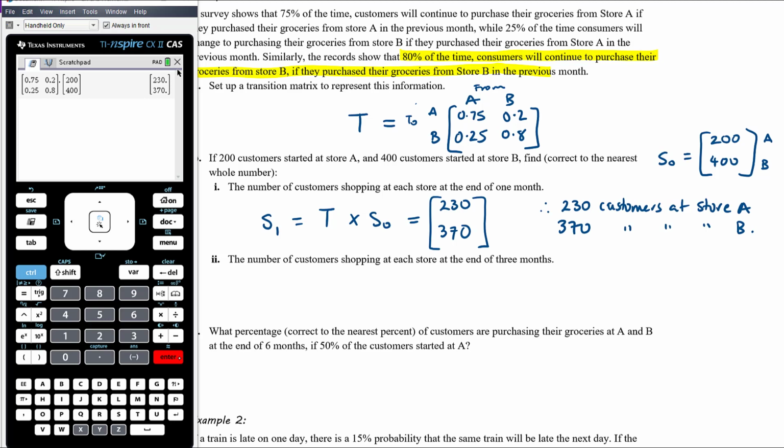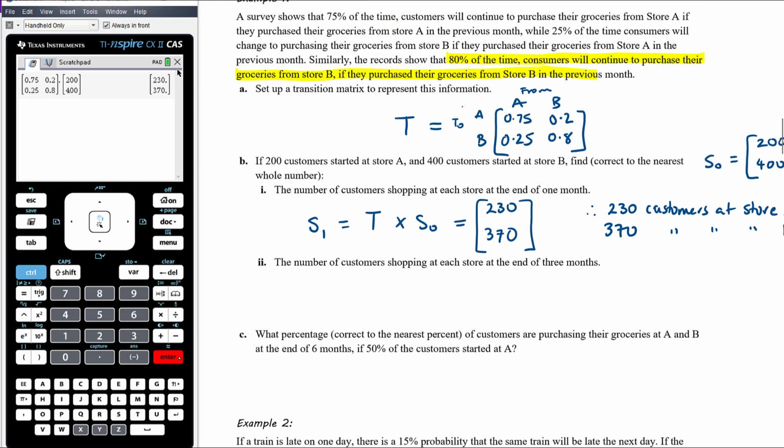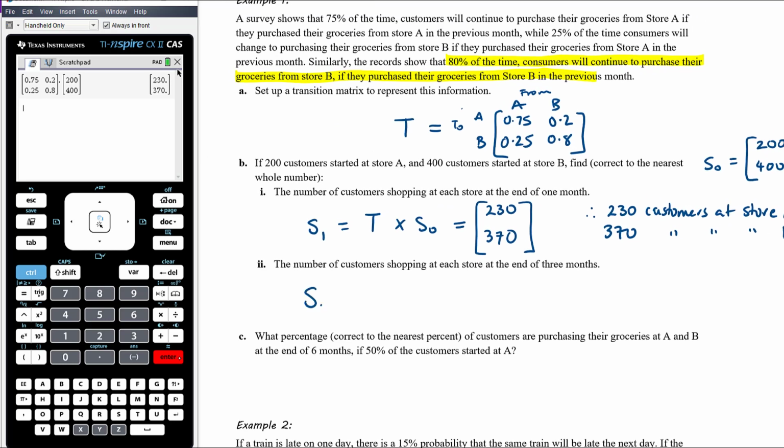Find the number of customers shopping at each store at the end of 3 months. So we want S3. We know about S0. To get from S0 to S3 is 3 transitions. So I'm just going to, in my CAS, scroll up and get this calculation here, press enter to copy that down, and this time instead of just doing 1 transition, I'm going to do 3 transitions.